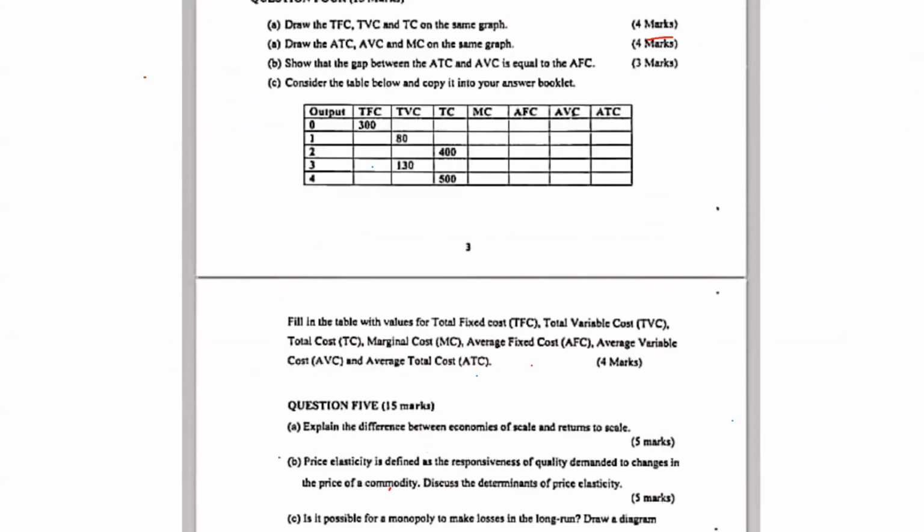So the question says, fill in the table with the values of total fixed cost, total variable cost, total cost, marginal cost, average fixed cost, average variable cost, and the average total cost. In short, we have to fill in the blank spaces. That's the message. Did you get the question?